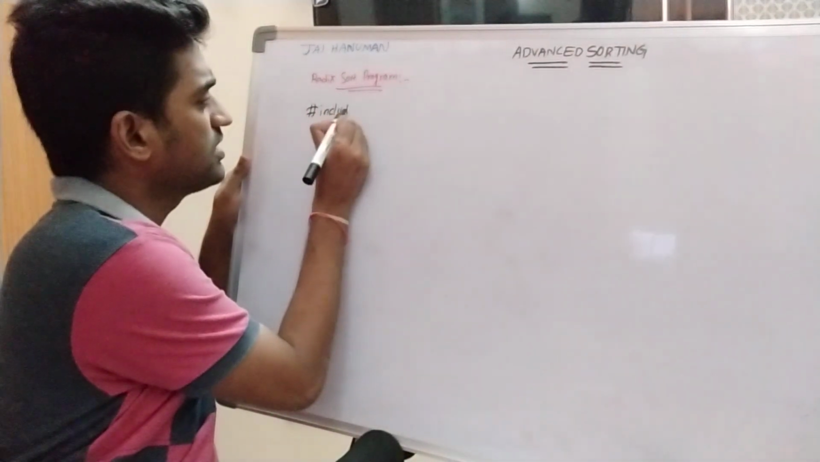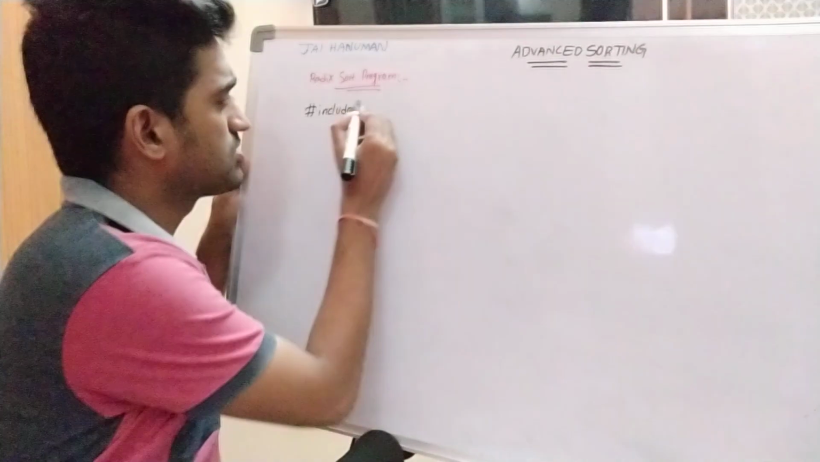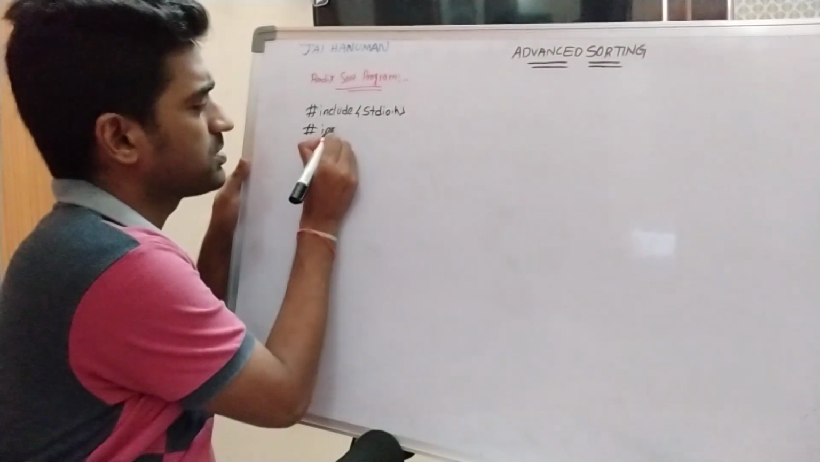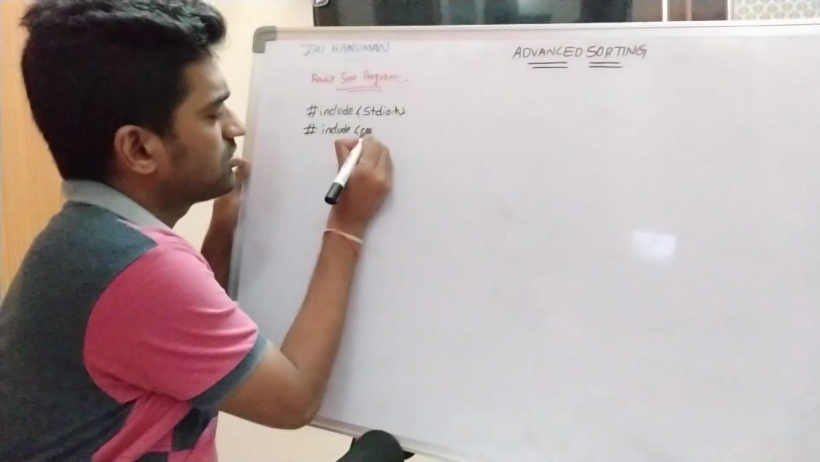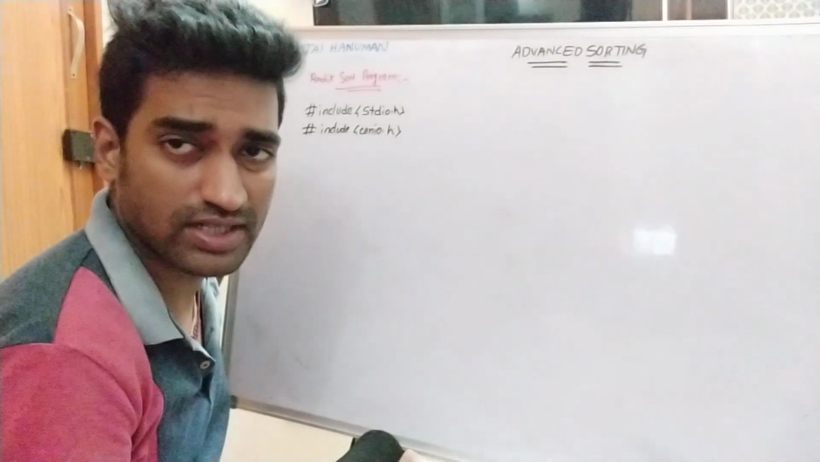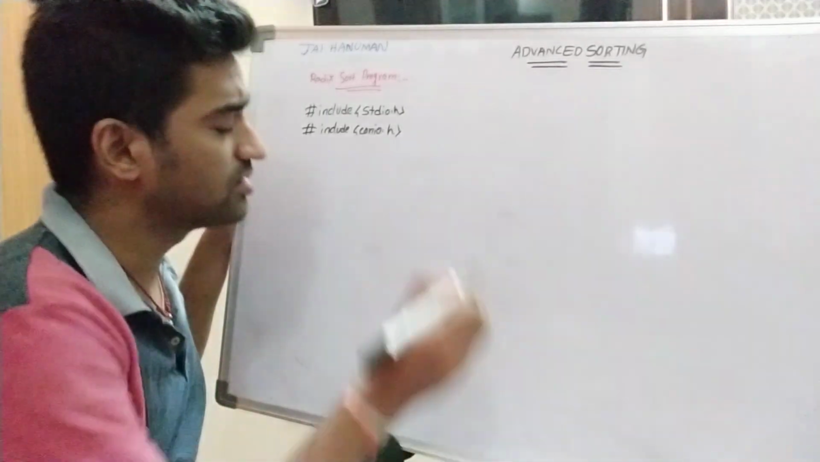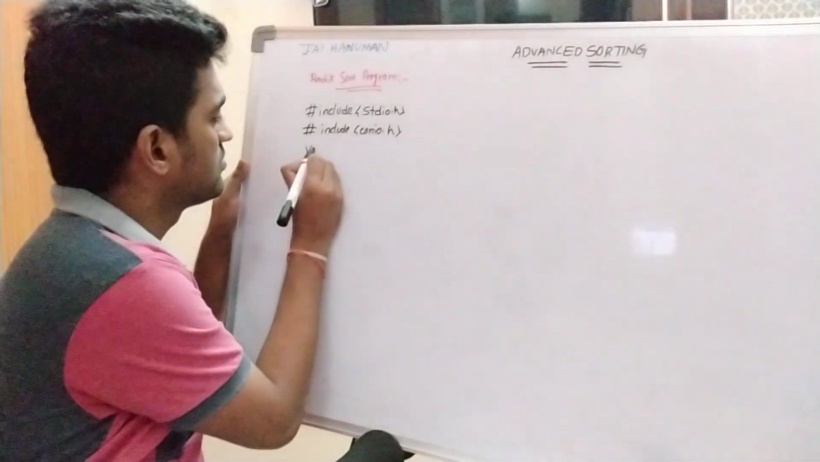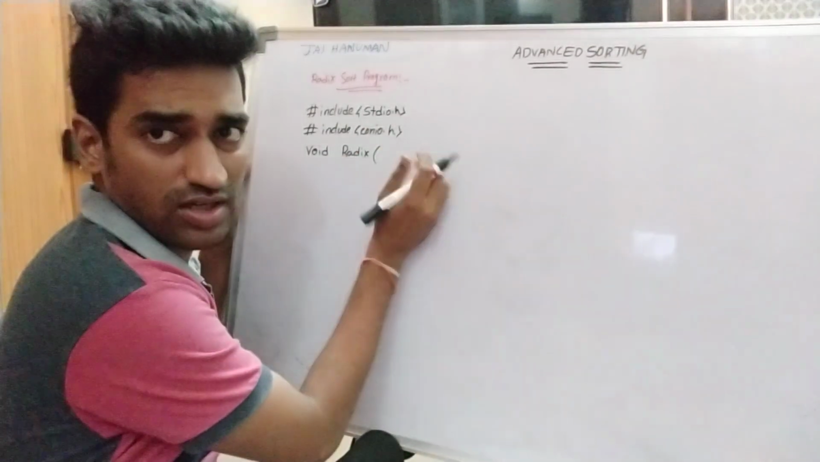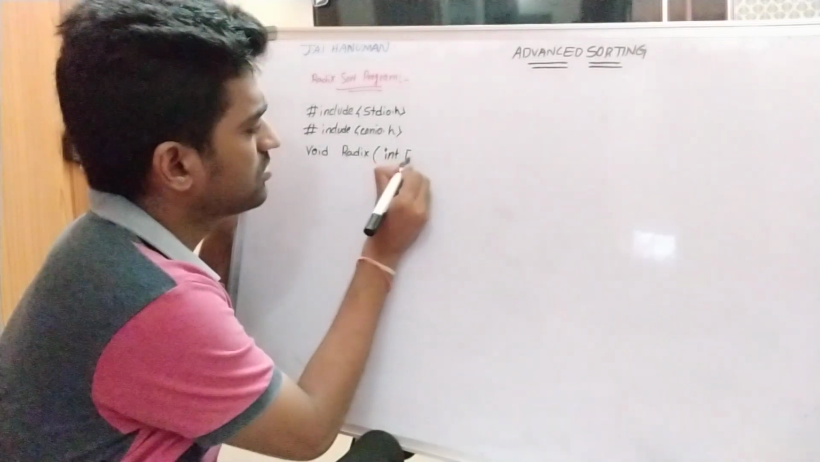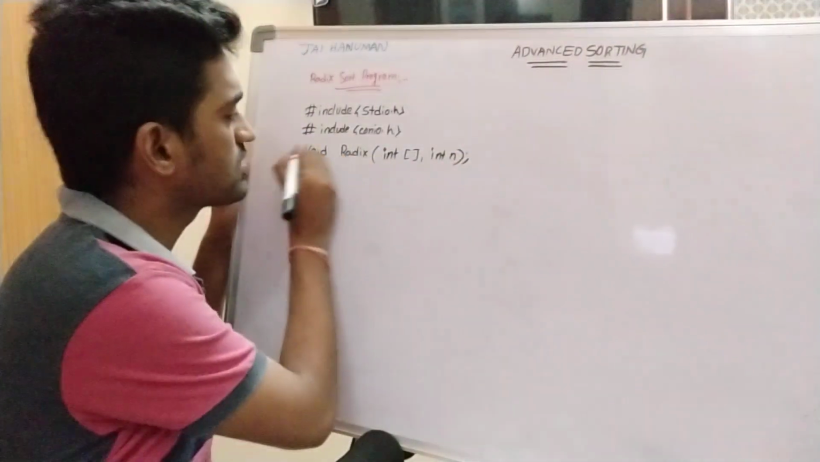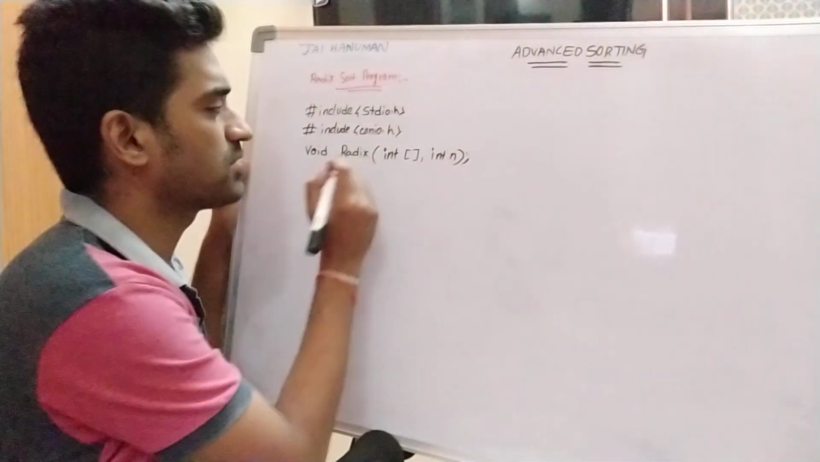First of all, I am writing the linking section. In the linking section we compulsorily write these two header files for input and output, console operations purpose. After writing the linking section, I am creating two functions to implement the Radix sort mechanism. One is Radix sort, where we pass two arguments, one for the array and one for the n value. This is the function declaration for the Radix sort mechanism.